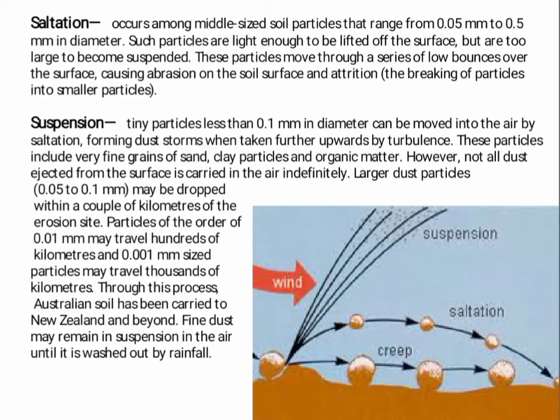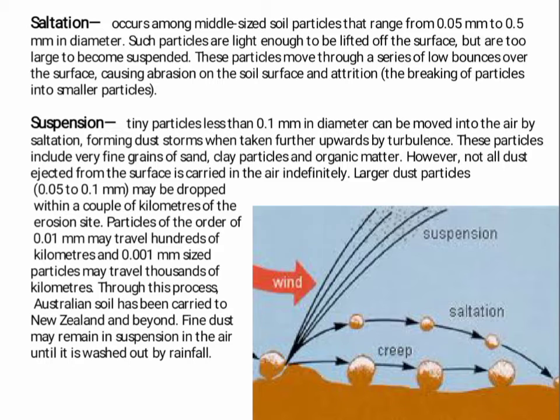And the next is suspension. Suspension involves teeny particles, less than 0.1 mm in diameter, that can be moved into the air by saltation, forming dust storms when taken further upwards by turbulence. These particles include very fine grains of sand, clay particles and organic matter.